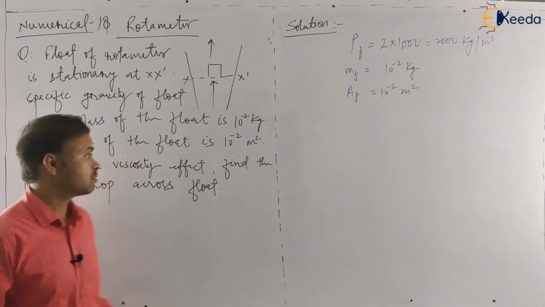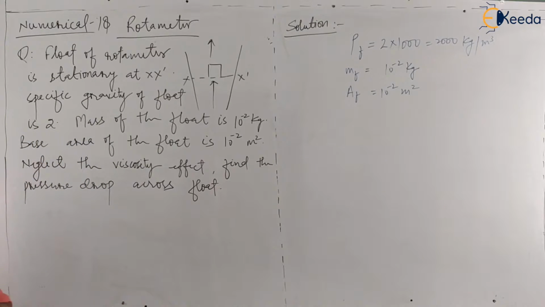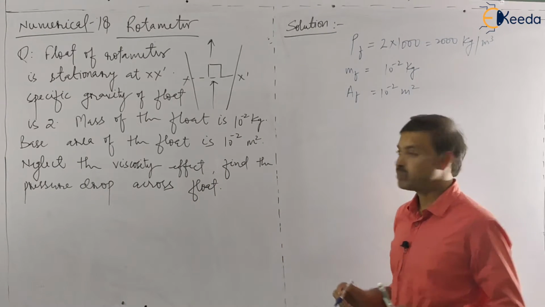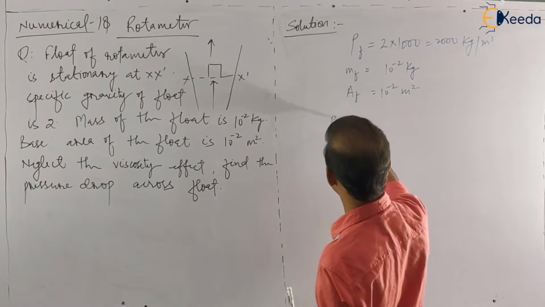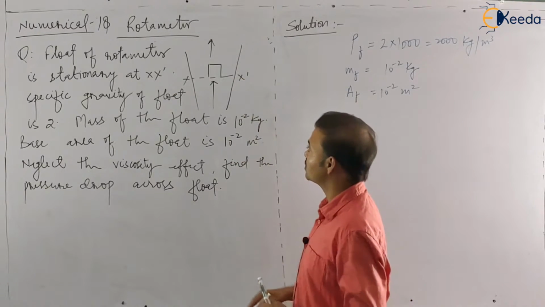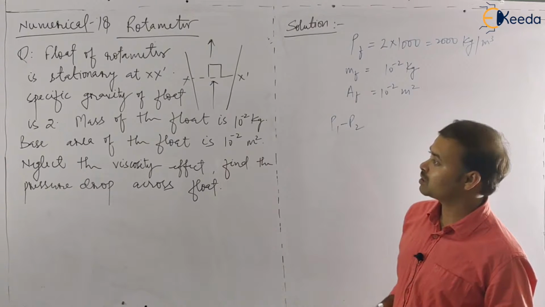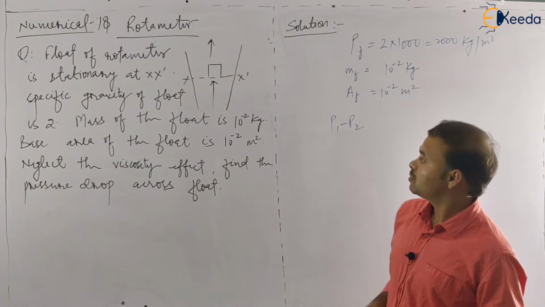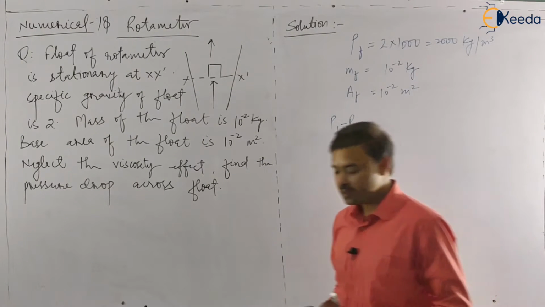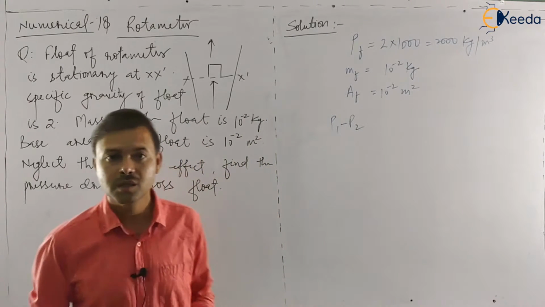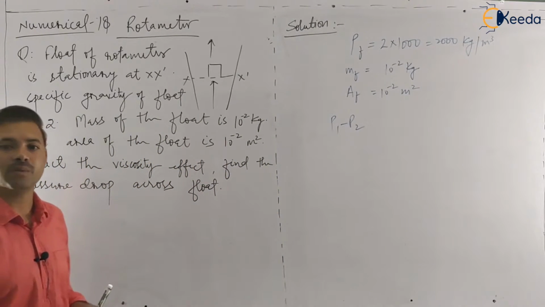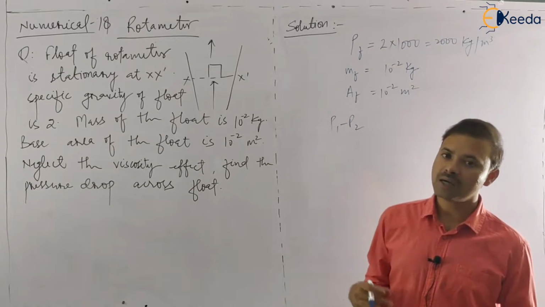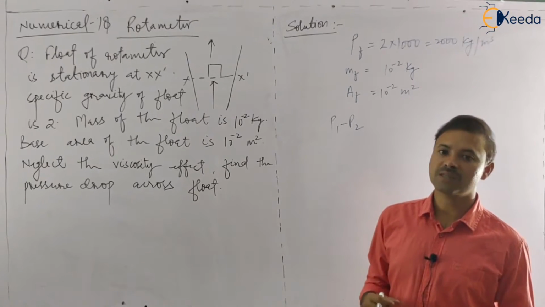If we assume the viscosity effect is 0, then we need to calculate the pressure drop, that is P1 minus P2. In the figure, the direction shows that water is flowing from the downward to the upward direction. And the float is stationary, which means that all the forces acting on the float are in equilibrium. The force acting upwards and the force acting downwards are equal. That's why the float is stationary.